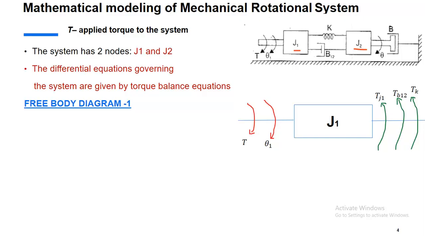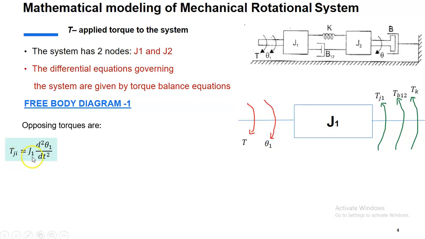For this J1 we have an applied torque, T. Due to that there is an angular displacement, theta 1. We know that this mass, that is the moment of inertia, will produce some opposing torque, that is Tj1, and we have a spring that will introduce an opposing torque, and B12 that will also introduce an opposing torque. So we will see what the opposing torque equations are.